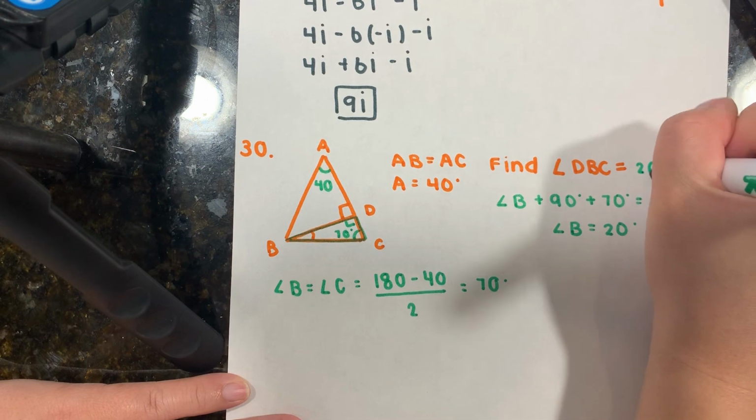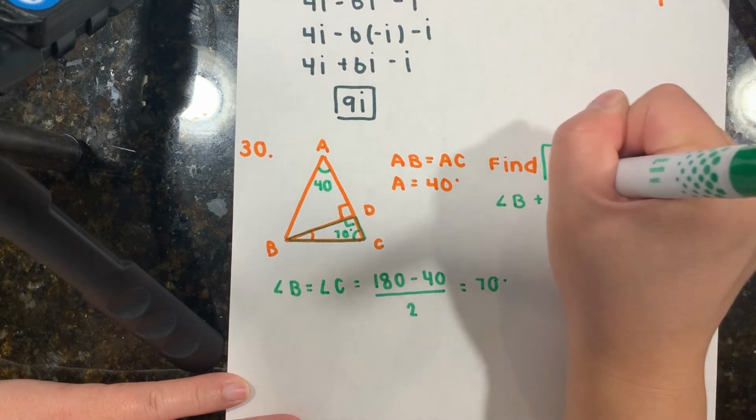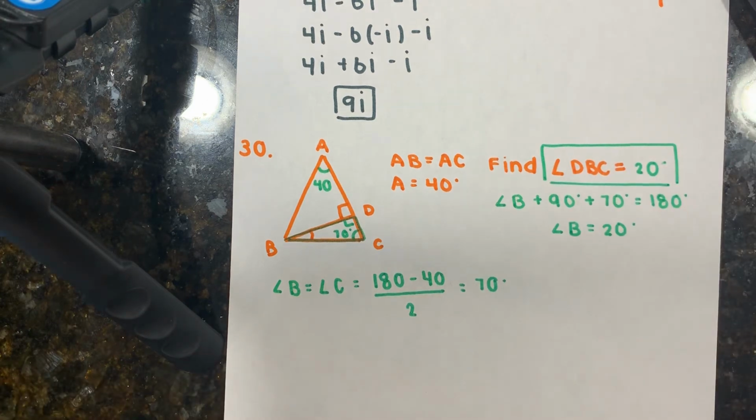And they write it as angle DBC, so your answer would be 20 for number 30.